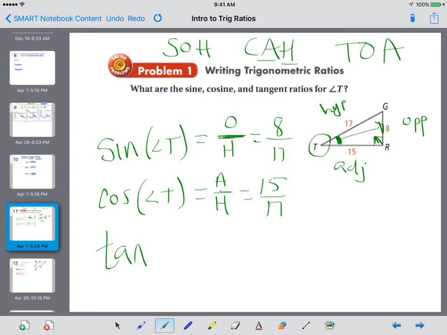Lastly, we need to find the tangent of angle T. Well, the tangent of angle T is the O and the A. So it's a ratio of the opposite on top, the A is on the bottom. So our opposite side is 8. Our adjacent side is 15. So our tangent of angle T equals 8 over 15. I'm going to let you try the rest on your own. If you have questions or this is still confusing, please seek out myself.